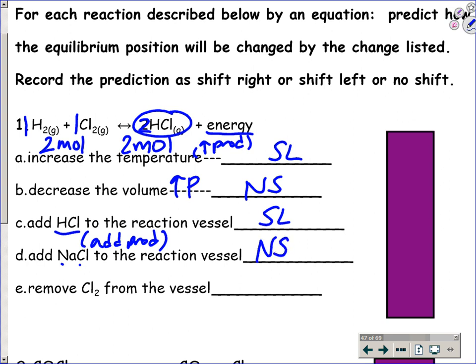Okay, remove chlorine, so I've decreased the what? Good, chlorine is a reactant. So, oh no, I don't have enough reactants. Shift left. I want to make more of those, right? I'm going to go towards it to make more of it.